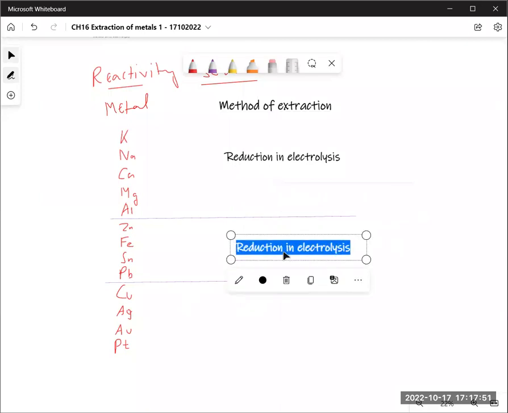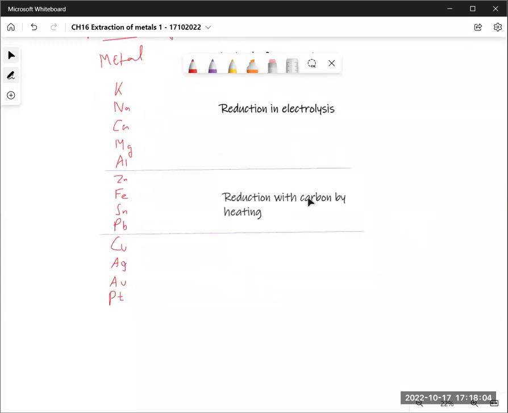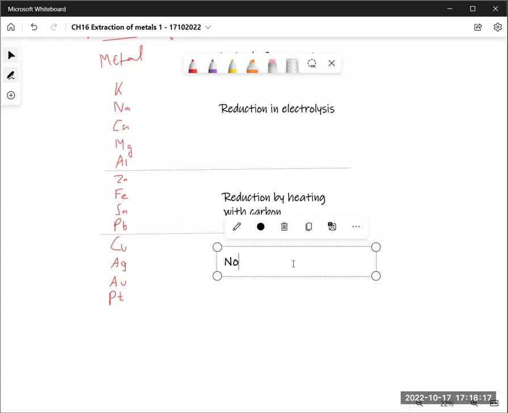The method of extraction is the reduction in electrolysis. Next thing is reduction with carbon by heating, or by heating with carbon. And lastly, we have no extraction needed or occur naturally.